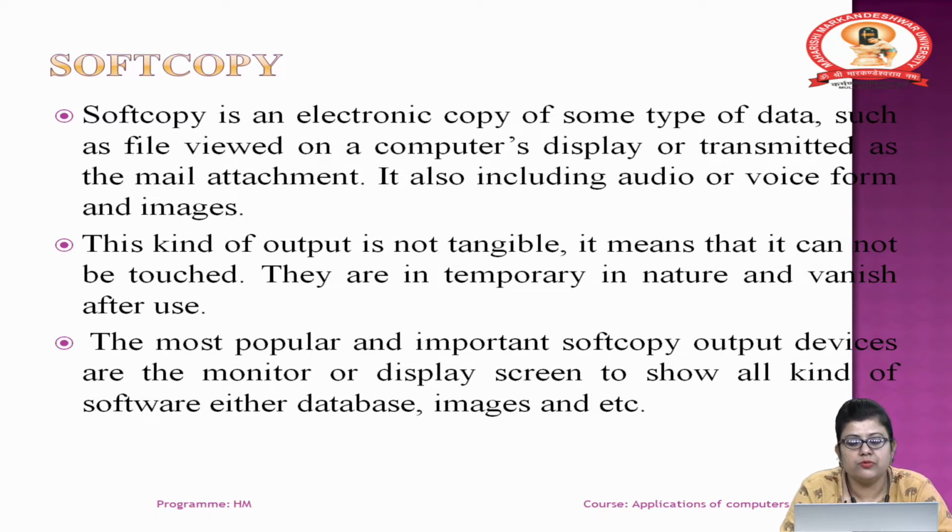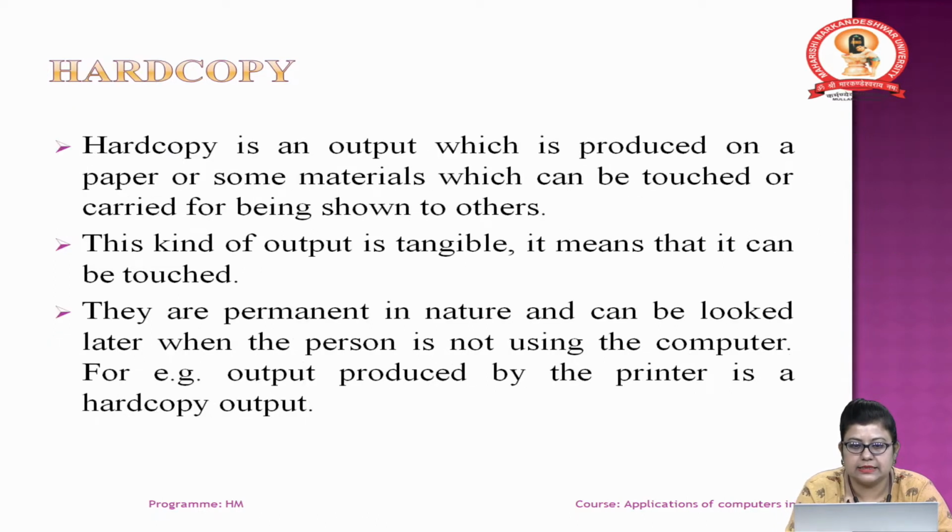The most popular and most important soft copy output devices are monitors and display screens to show all kinds of software, either database and images, etc. Hard copy output is produced on paper and some materials which can be touched or carried for being shown to others. This kind of output is tangible, meaning it can be touched. They are permanent in nature and can be looked at later when the person is not using the computer. For example, output produced by the printer is hard copy output.